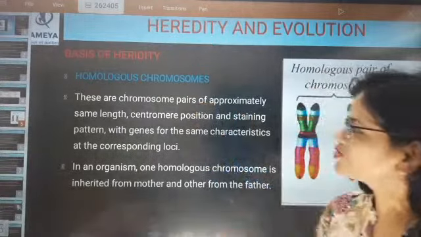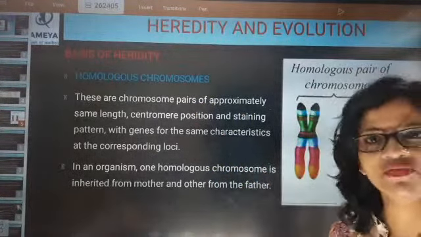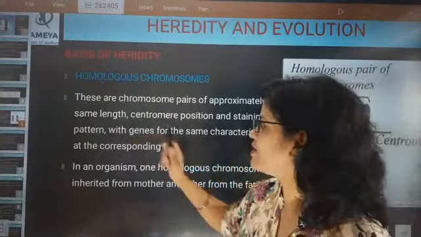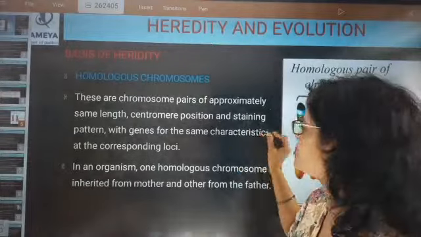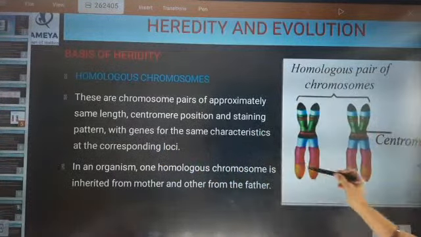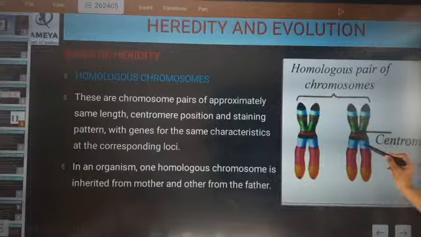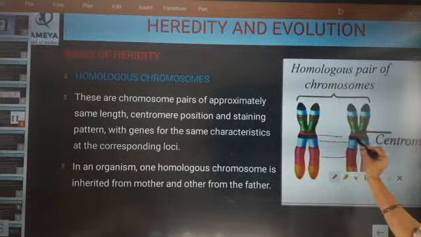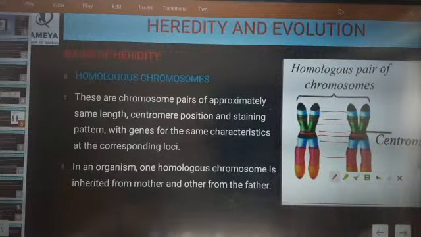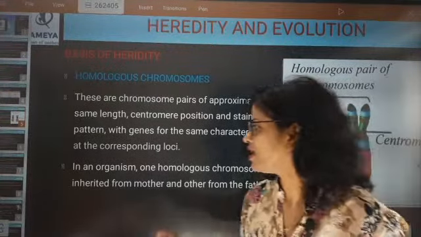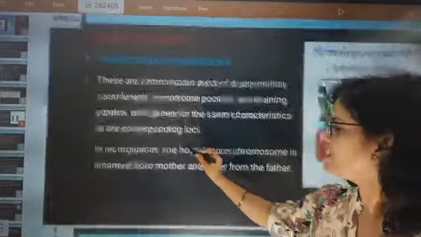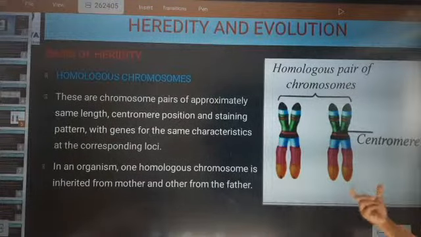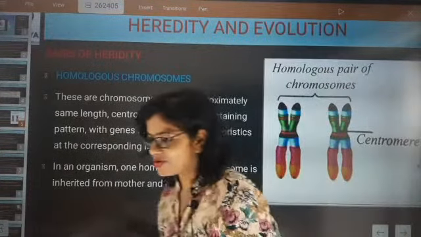Now look here, homologous chromosomes. Already we have seen that homologous chromosomes are a pair of chromosomes of approximately the same length, centromere position and staining pattern, with genes for the same characteristics at corresponding loci. They are exactly localized, and loci means the pattern is exactly the same. They are called homologous. In an organism, one homologous chromosome is inherited from the mother and the other from the father. So now just imagine that it is a carbon copy, pure line.